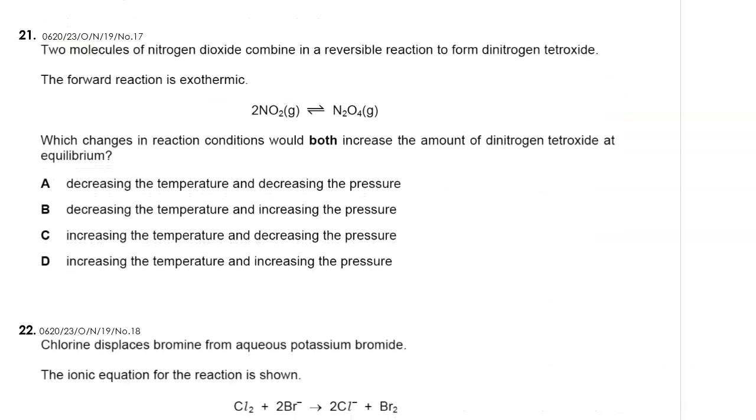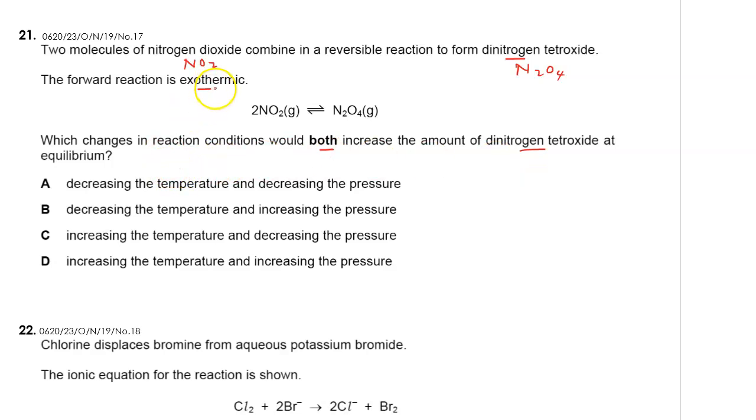Question number 21. Two molecules of nitrogen dioxide combine in a reversible reaction to form dinitrogen tetroxide. The forward reaction is exothermic. Of course, the reaction is given right here. Which changes in reaction conditions would both increase the amount of dinitrogen tetroxide at equilibrium?